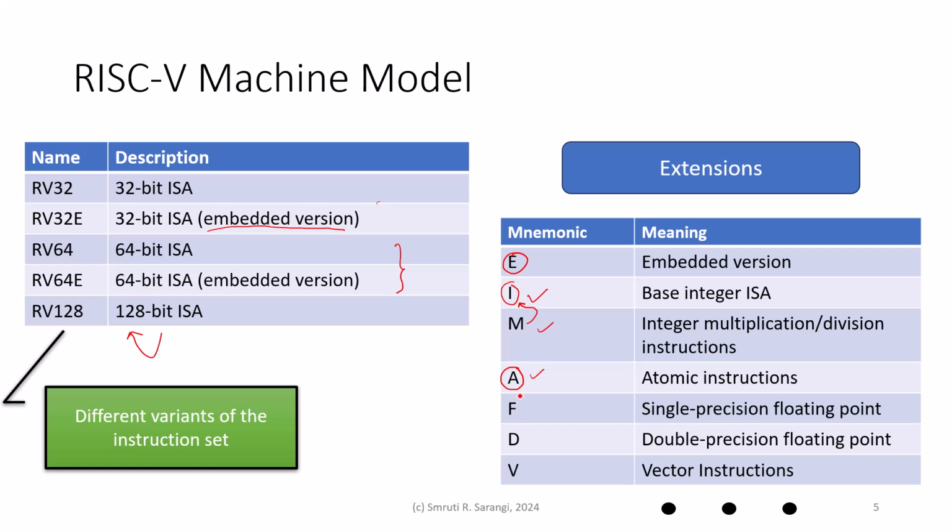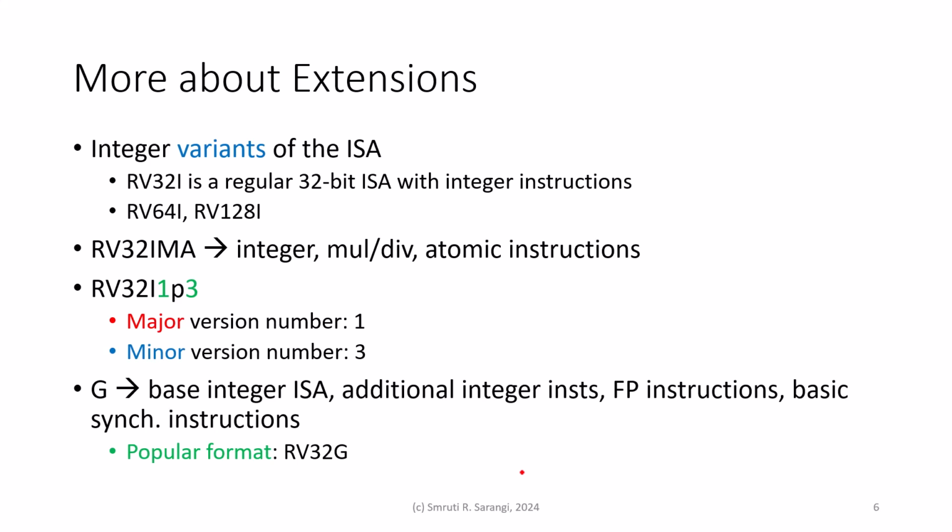A lot of codes may not use floating point, so there is no need for single precision floating point or double precision unless you're using them. The same holds true for vector instructions as well, that there is no need for them unless we are into something like matrix multiplication or AI/ML kind of codes. Then vector instructions are needed. So if we talk more about extensions, as we have seen, RV32I, which is the integer extension, let me write it down. This is standard. So this is something that we have, and this is the regular 32-bit ISA.